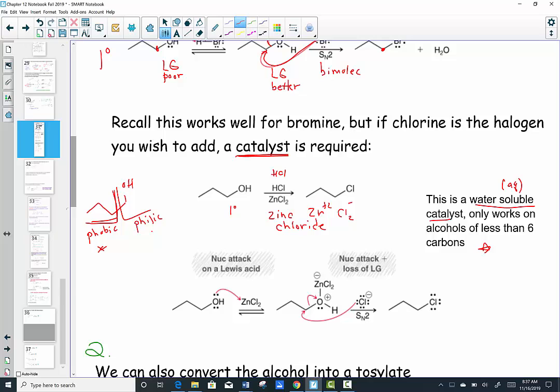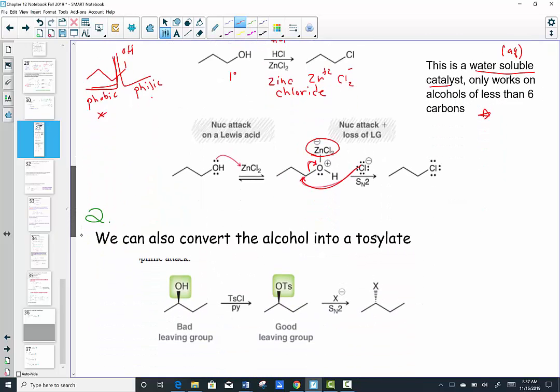And so you can see that the zinc actually plays a role in creating a better leaving group. Instead of protonating the alcohol, you put the zinc chloride onto the oxygen, and then we have the chlorine force the leaving group to leave. But only select this process if you're trying to add a chlorine to a very short primary alcohol. It's very limited in its effect as the alcohols get larger and larger because they are not water soluble and therefore will not interact with zinc chloride.